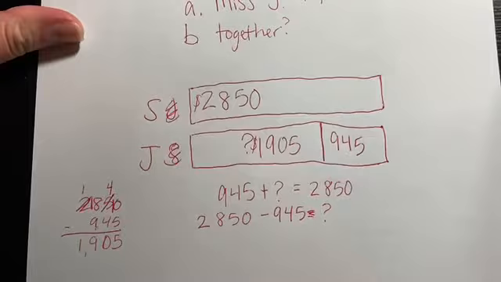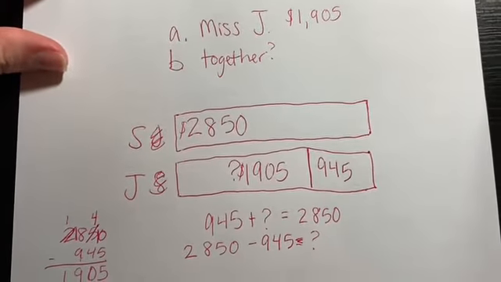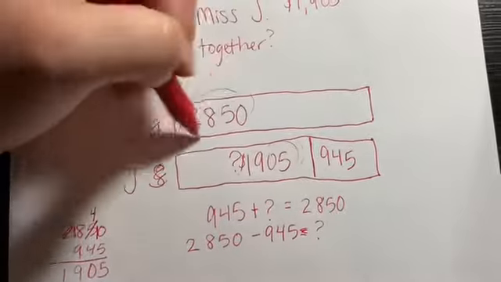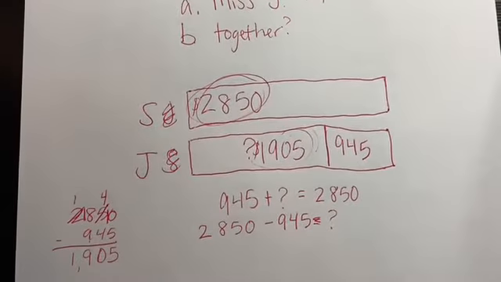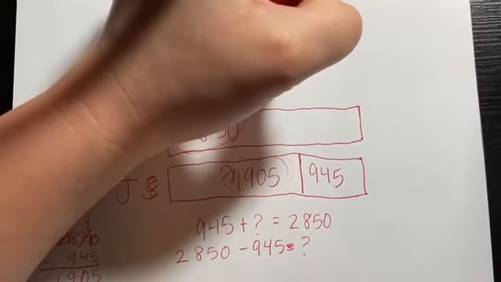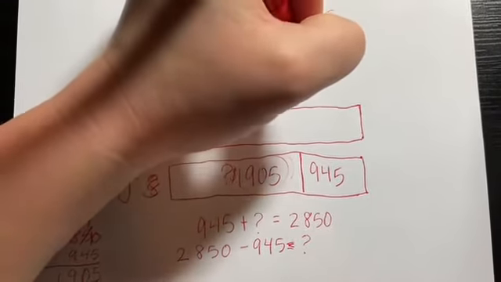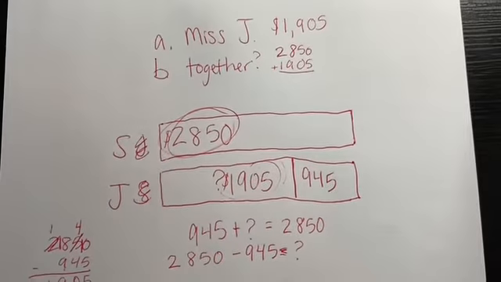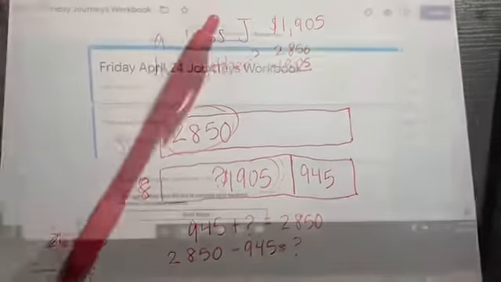Now the second part, how much do they earn together? Well, now we have to figure out what this is along with this. So what should I do for that? Yeah, I should add that, exactly. 2,850, 1,905, and I'm not gonna give you any spoilers, but that's how it's done.